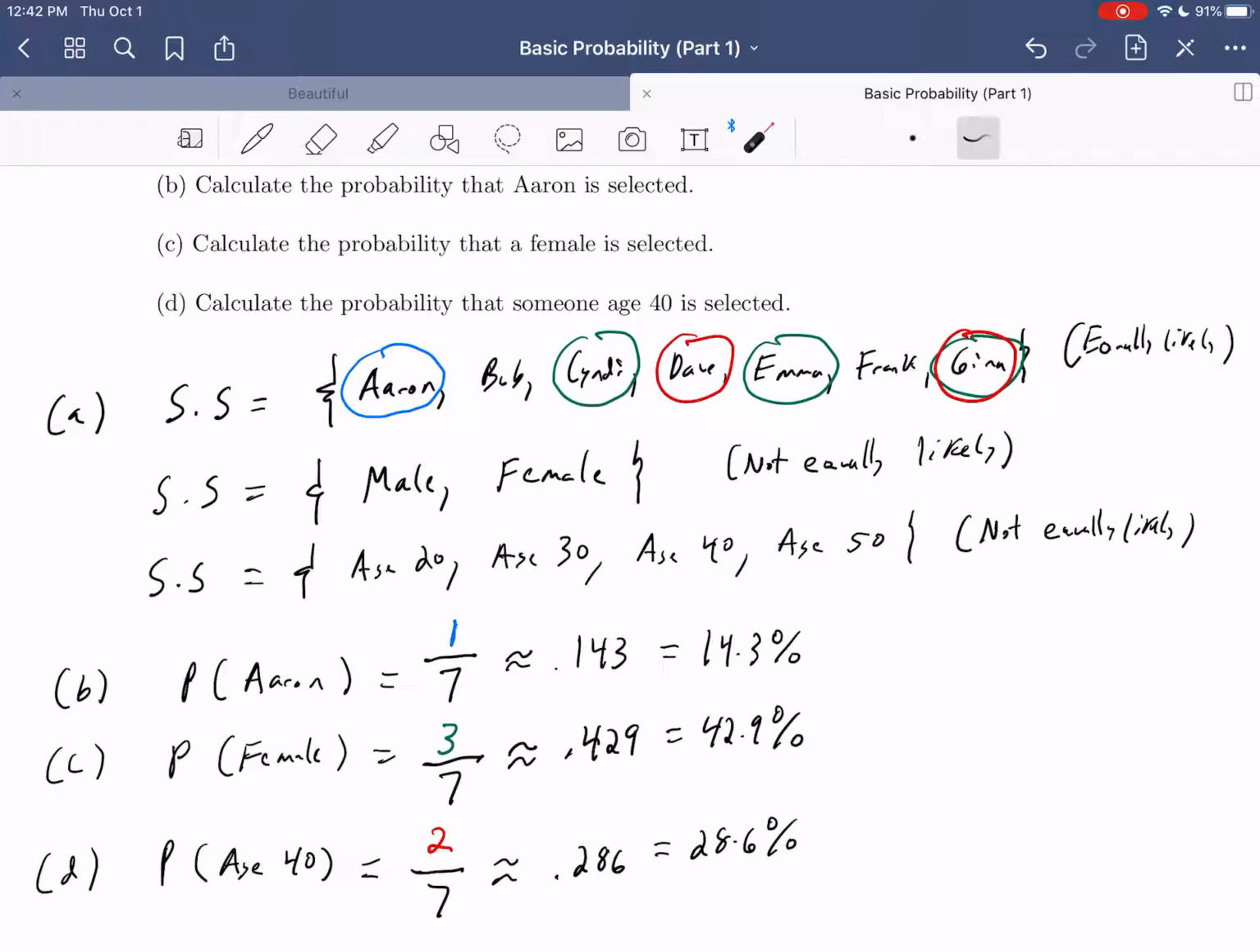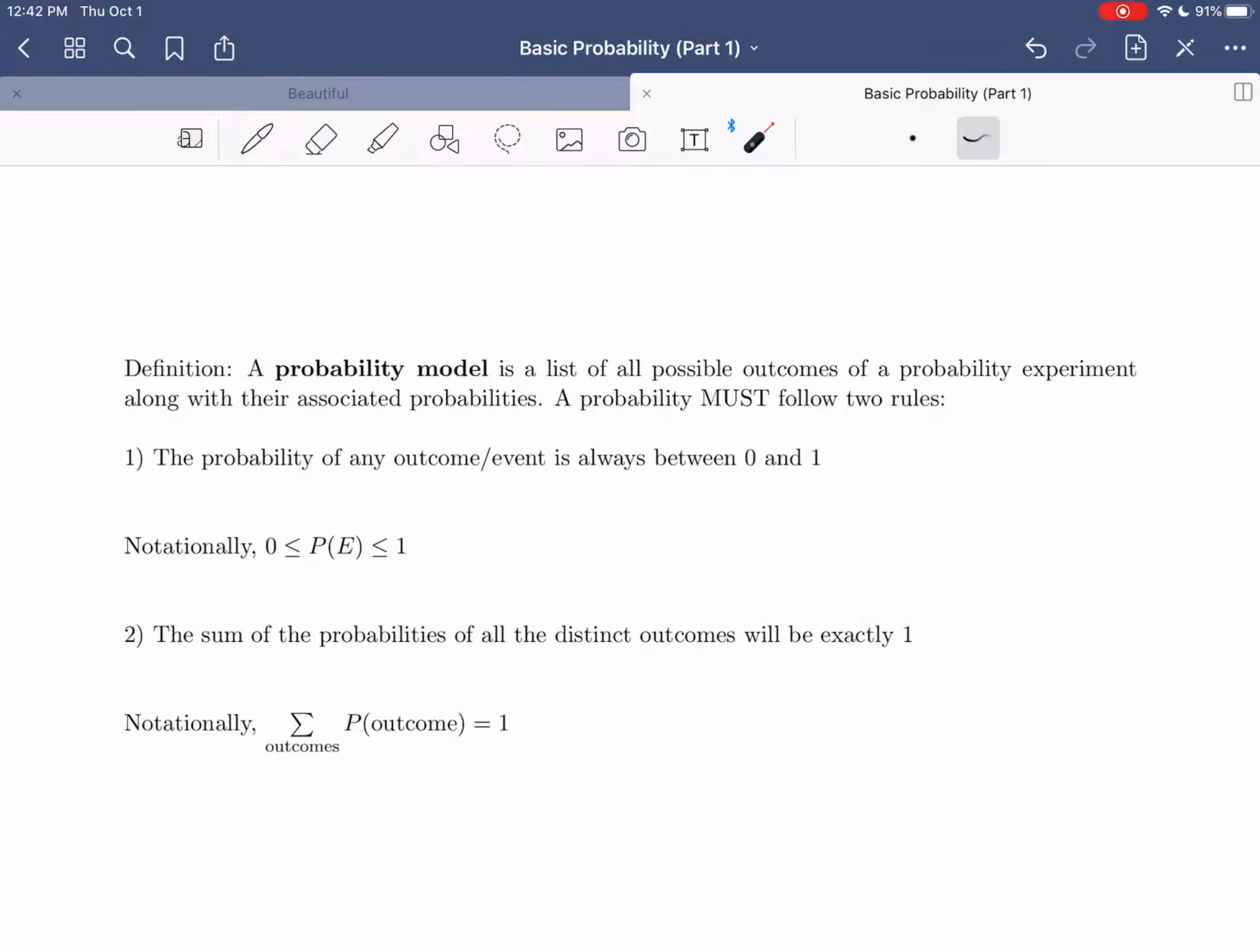So let's give one more quick definition, and then we'll come back to this example and sort of talk a little bit about what we can do with these sample spaces. So a probability model is a list of all possible outcomes of a probability experiment. So you got to list out all the outcomes along with their associated probabilities. And we often use probability models when we list the outcomes and they're not equally likely, so that we can say, okay, they might not be equally likely, but at least we know what each of their probabilities are.